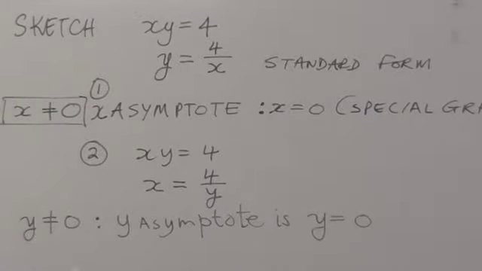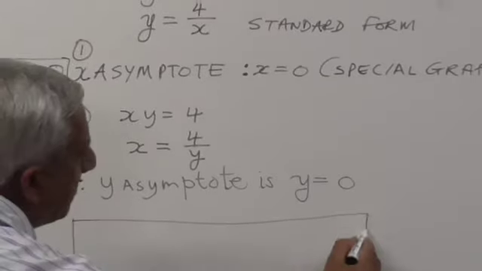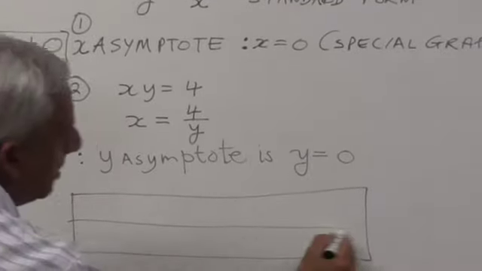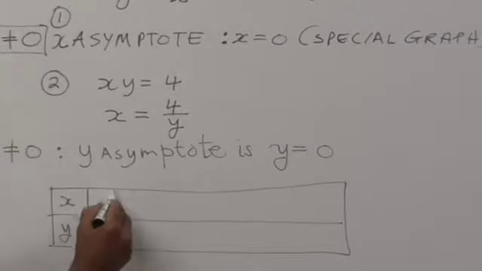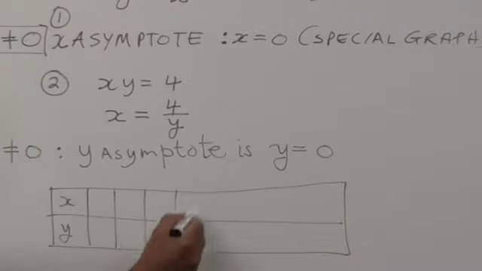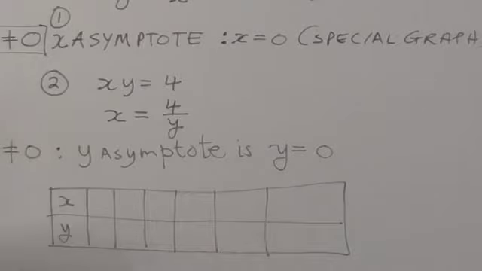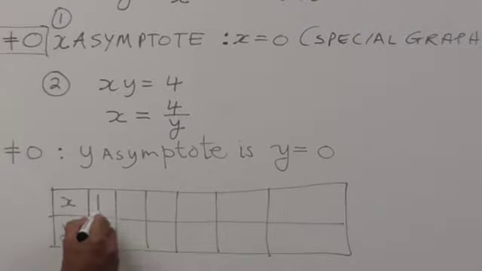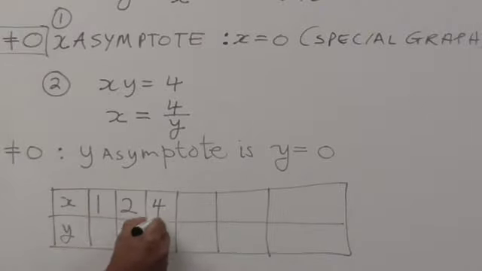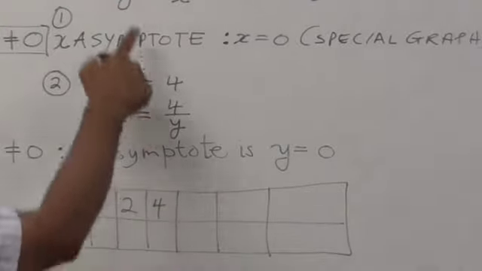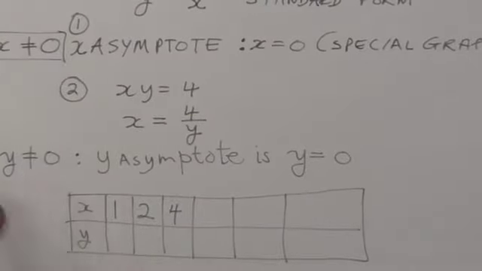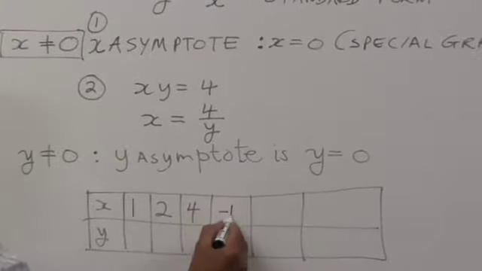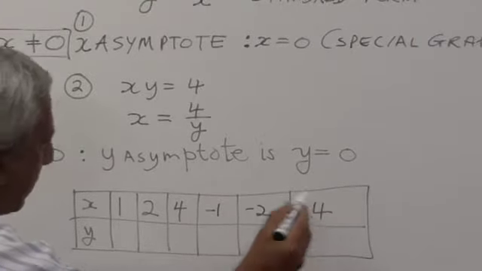Then we've got to find the ordered pairs. So we start finding the ordered pairs. X, Y. 1, 2, 3. So we got 4 here. So let's suppose we start on the positive side. We use 1, 2, and 4. We cannot use 0, because x must not equal to 0. That's an asymptote, and x must not be 0, so you cannot use 0. And then you can use -1, -2, and -4.